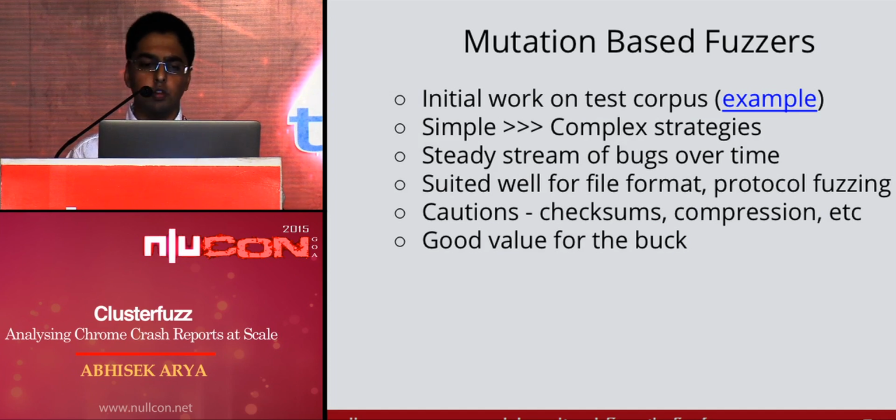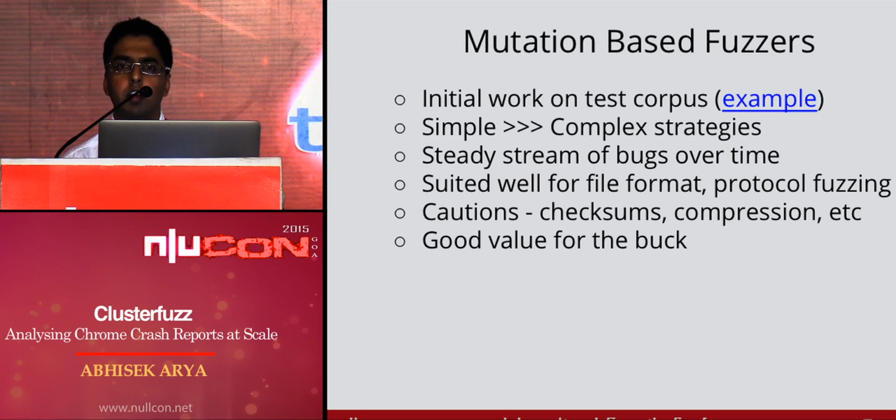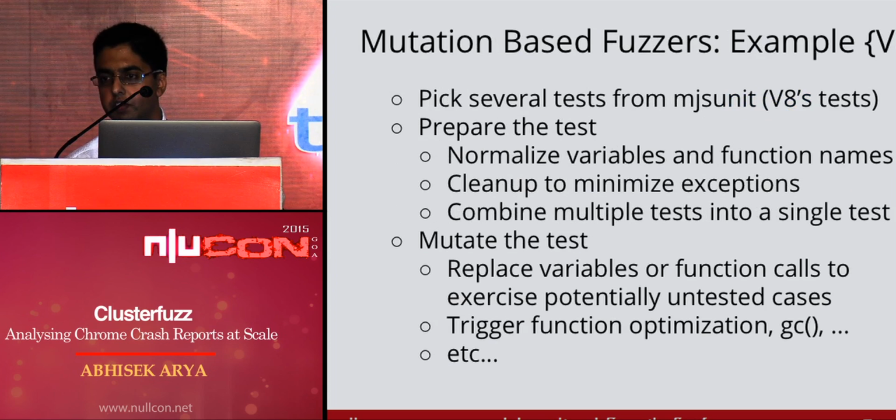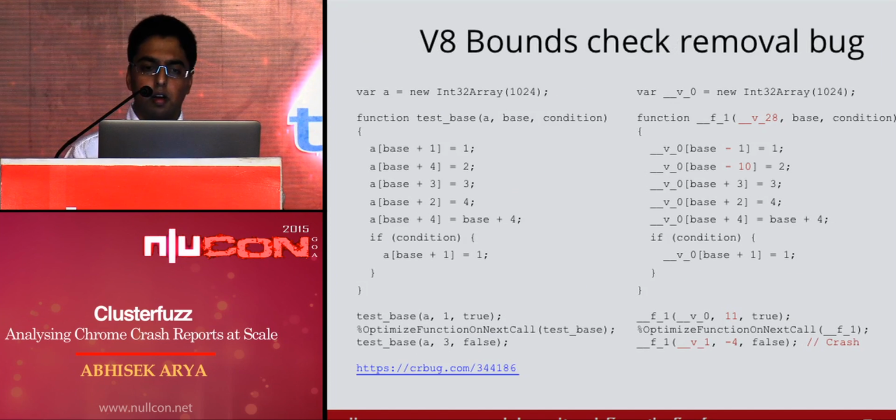And we have found them really useful for file format and protocol fuzzing and stuff. To give you an example, another area where it was really successful is the V8 JavaScript engine. So in there, we found that it's pretty easy to combine different tests together if we normalize the different variables and function names and put arbitrary function calls and change values. To give you an example here, this was a bug, actually a regression, which was caught really quick by our fuzzers.